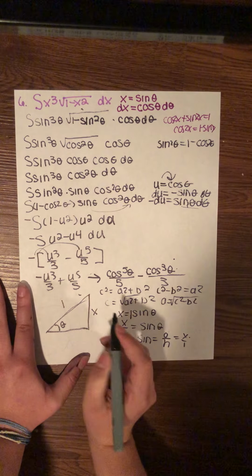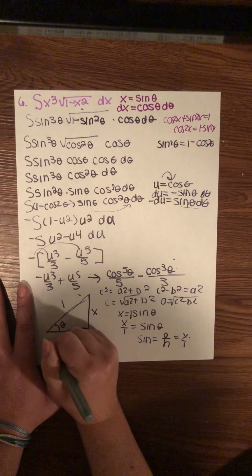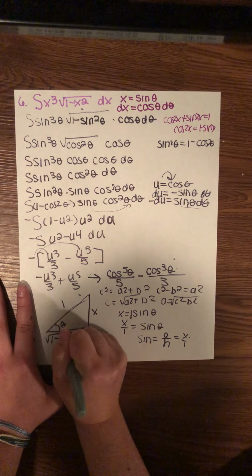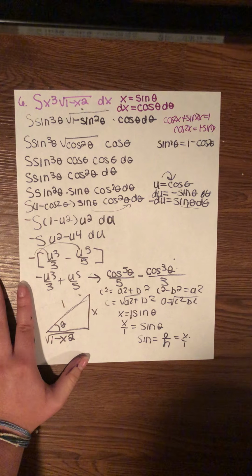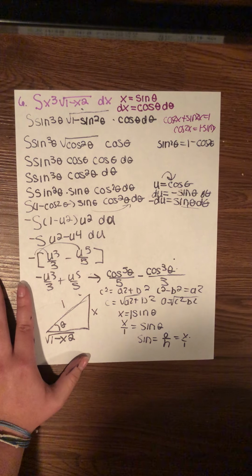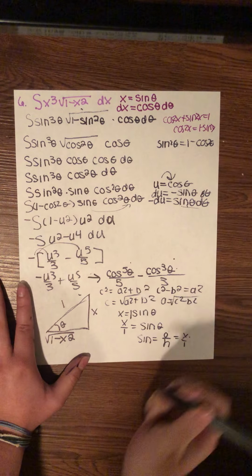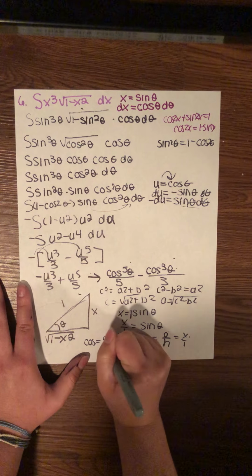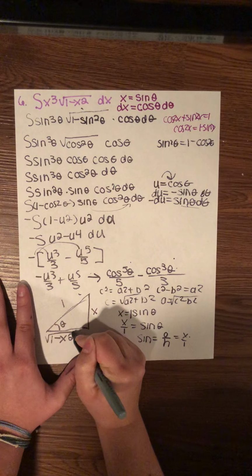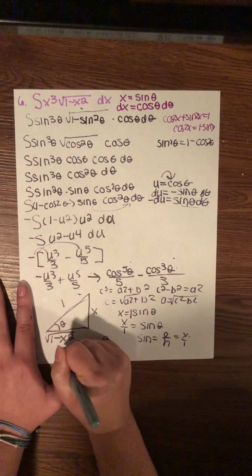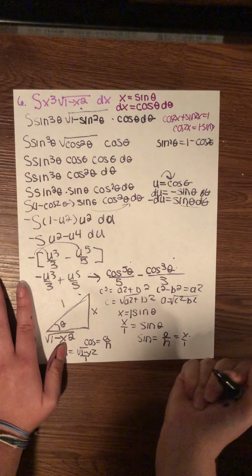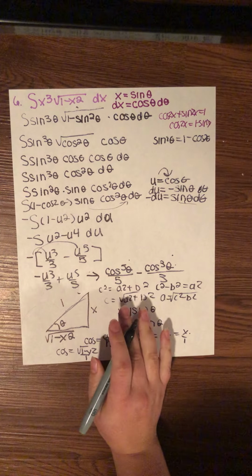So this is c squared. So this will equal the square root of 1 minus x squared. Now looking closer at this, we see that we need cosine to substitute the theta back in. Now cosine equals adjacent over hypotenuse. And this is the adjacent and this is the hypotenuse. So cosine equals the square root of 1 minus x squared over 1. And now we're going to put that back in to our equation.